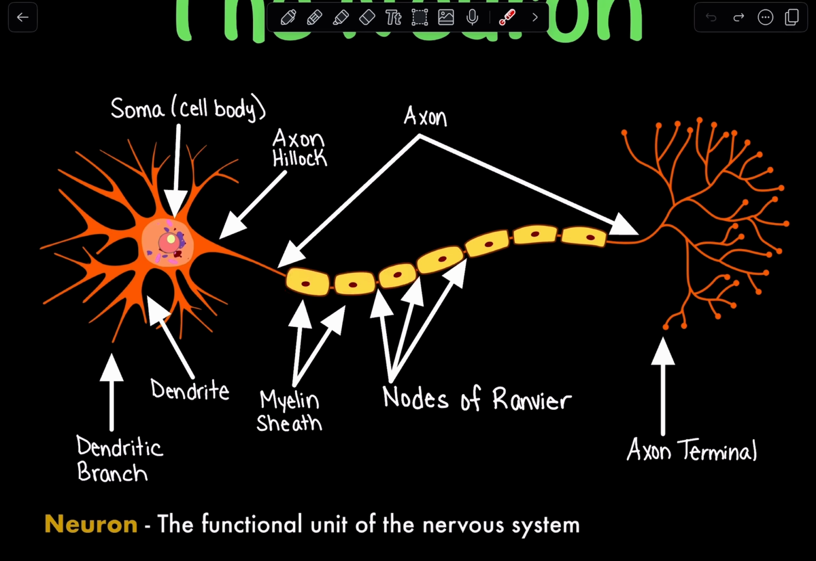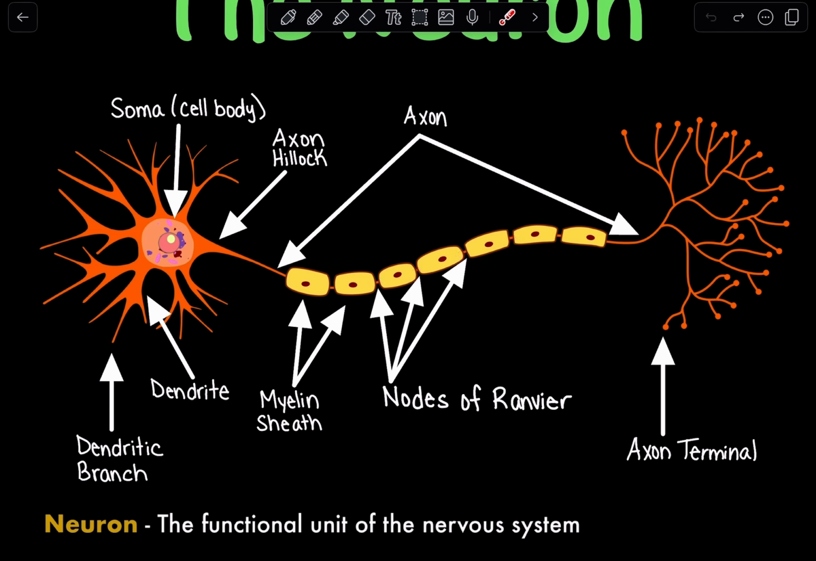Now, the myelin sheath is this fatty insulated layer that's going to cover our axon, and it's kind of like a protective layer for the axon, and it prevents ions from leaking. Now, what's important to note is that the myelin sheath does not continuously extend from beginning to end. It is spaced. Now, these spaces between two myelin sheath layers is called the nodes of Ranvier. So these are the nodes of Ranvier, and these are the myelin sheaths.